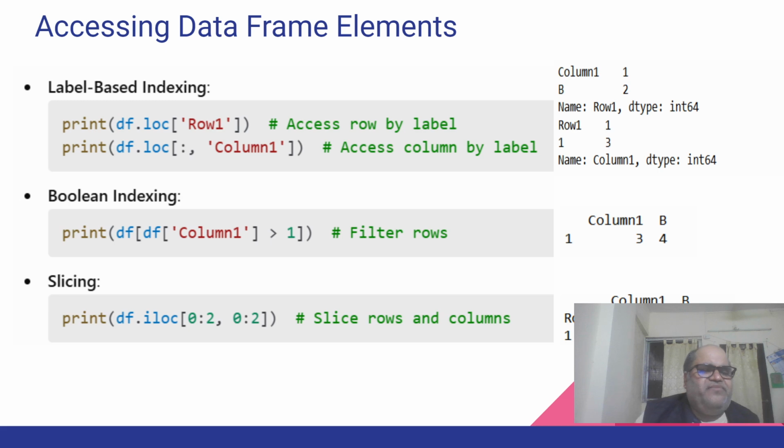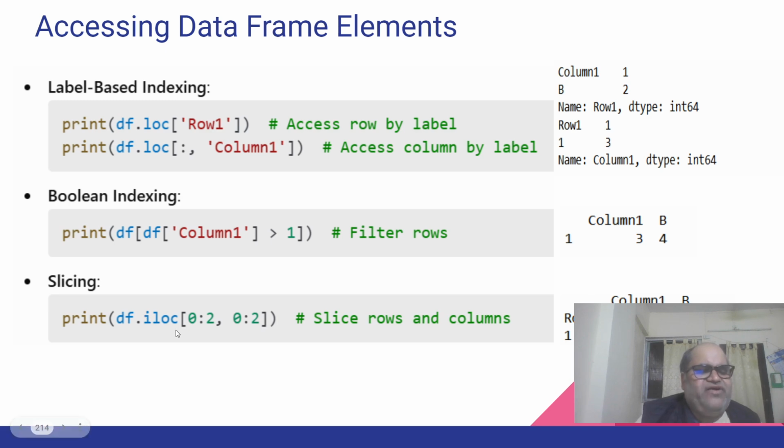Hope it is clear. Boolean indexing: you can set up some logical operator. For example, if you want to filter rows where your column 1 data is greater than 1, you do it inside the df, and this notation you have to make yourself comfortable with. If you call df column 1 greater than 1, this is how you can filter all those rows where column 1 satisfies the condition. Then slicing.